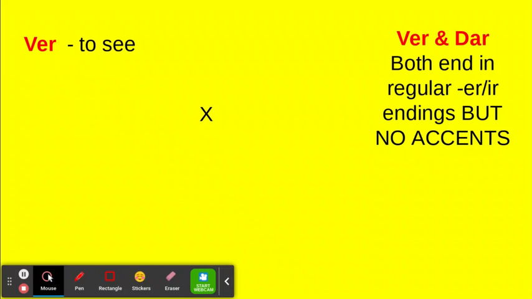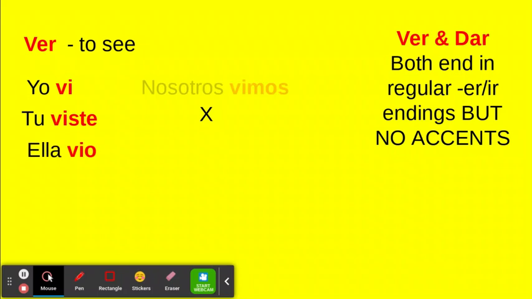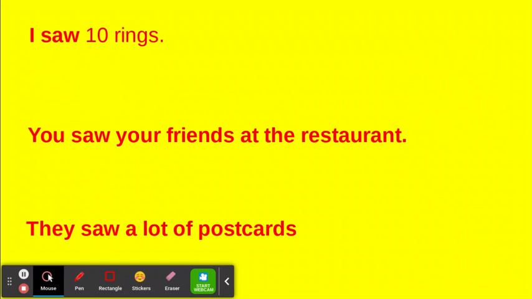The next verb is the verb ver. And ver means to see. And so we say, yo vi, tú viste, ella vio, nosotros vimos, and ellas vieron. If you look at the endings for ver and dar, they both end in the regular ER and IR endings, but there are no accents. So, vi, viste, vio, vimos, vieron. And it's irregular because it doesn't have accents.